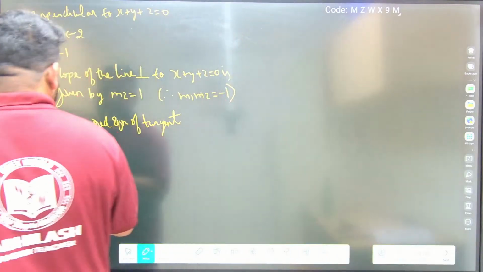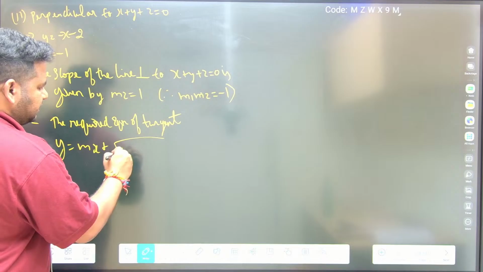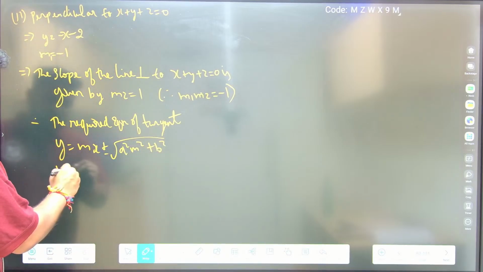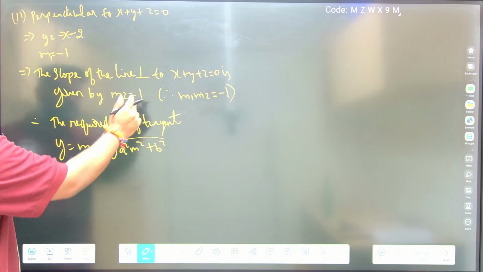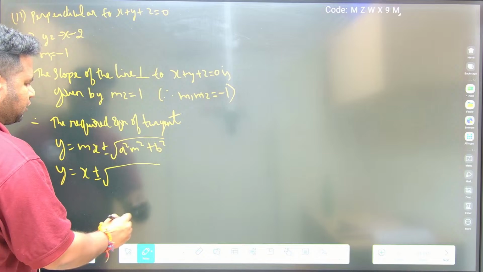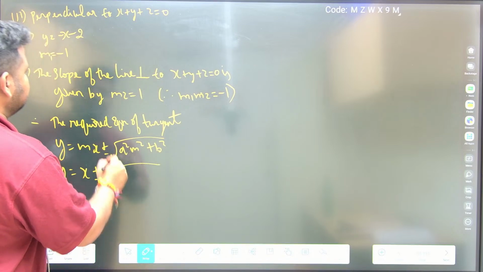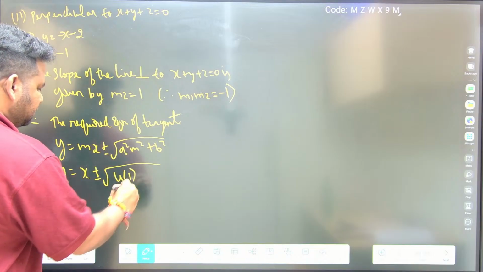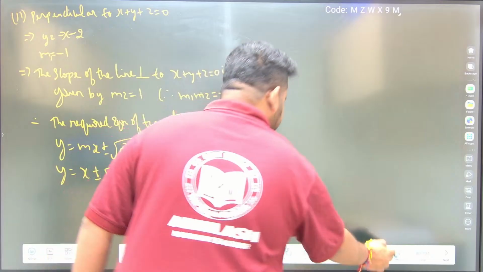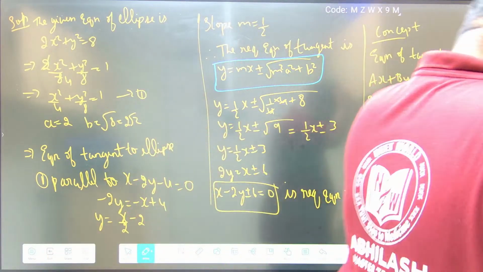The condition is given by y is equal to mx plus or minus square root of a square m square plus b square. What is m here? The m value we should take is 1. So y is equal to x plus or minus square root of a square m square plus b square. A square is 4, m is 1 so 1 square, plus b square, and the value we got for b square is 8.